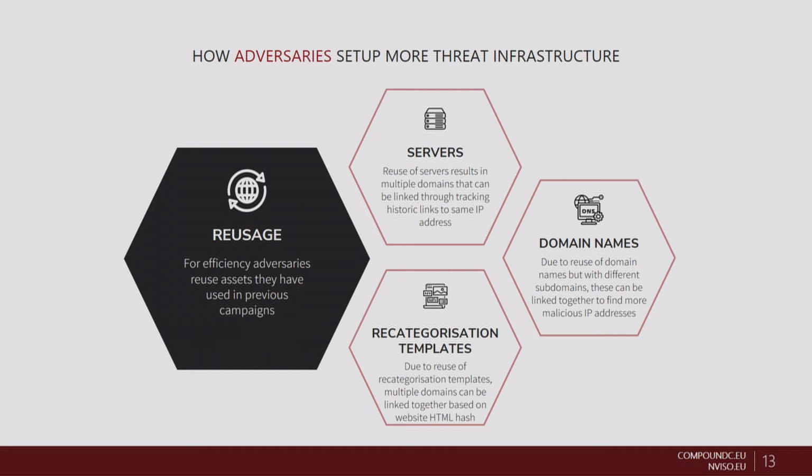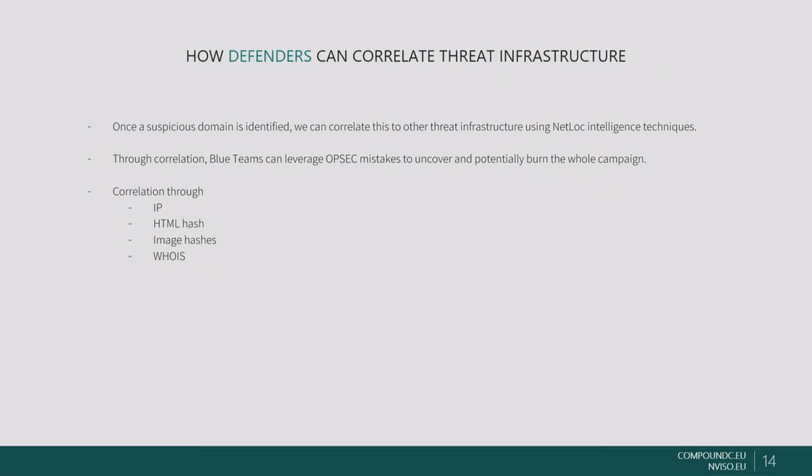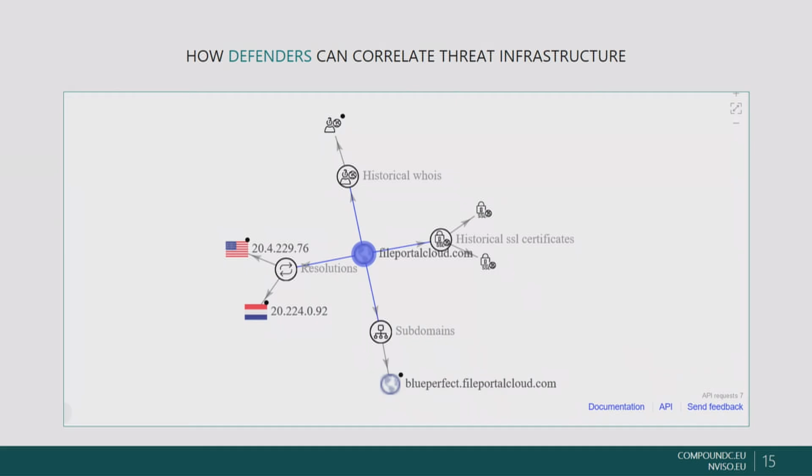And all those things make it so that, because there are some similarities between two domains, you can nicely correlate them. Those correlations can come from IP addresses, from WHOIS databases, from HTML hashes that you can search online, and from image hashes that you can also correlate together. In this example, I have used the graph functionality of VirusTotal. It's a very powerful tool to correlate different domains together.